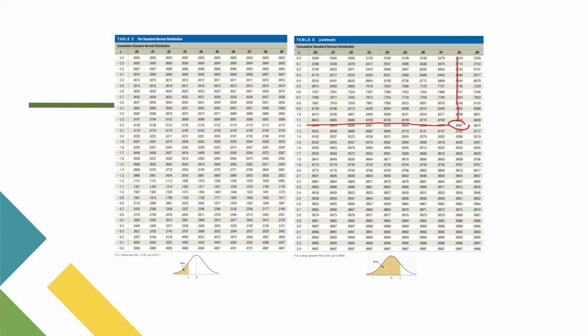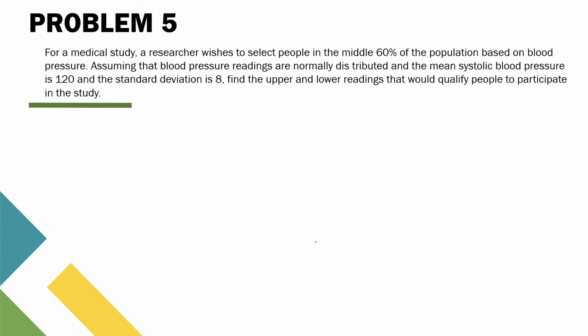Okay, proceeding to problem number 5. For a medical study, a researcher wishes to select people in the middle 60% of the population based on blood pressure. Assuming that blood pressure readings are normally distributed and the mean systolic blood pressure is 120 and the standard deviation is 8, find the upper and lower readings that would qualify people to participate in the study.